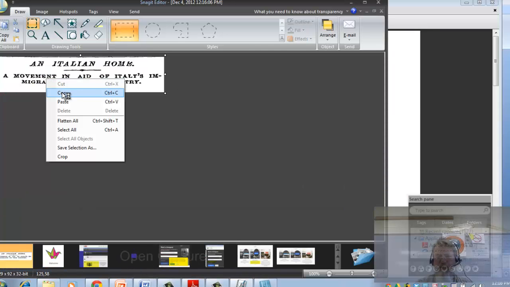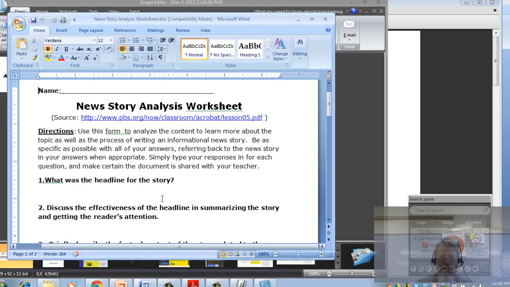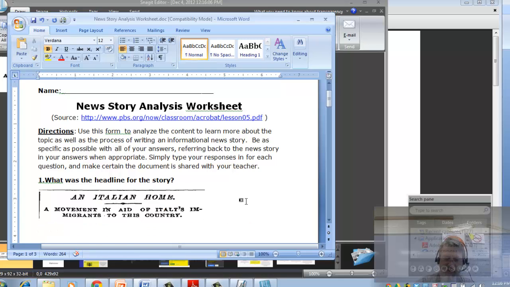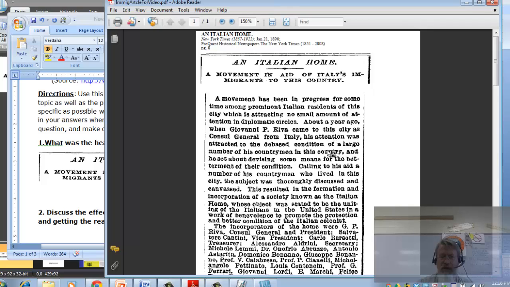It's a PDF image, so we can't just copy it. But we can use various technology tools here. We're using Snagit, and we can paste that in so we answer our question. What is something else we should put into a source analysis document?